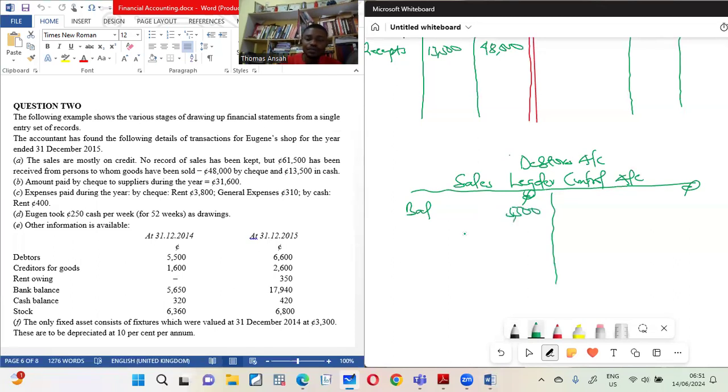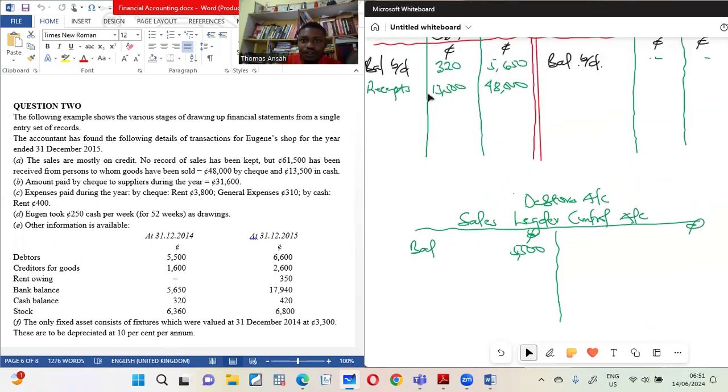We have it here. Then this money that they've received, you see the debit here, the corresponding credit is also here. So bank, you write bank. Bank was 48,000 and cash was 13,500. Together we were told that that is 61,500. So that is the money, all right, that happened there. So that is what you do.